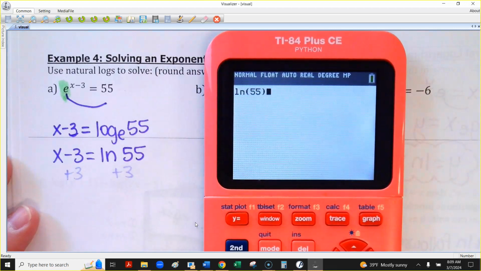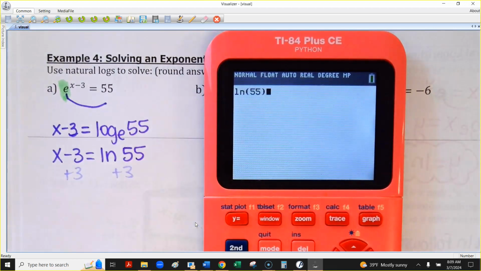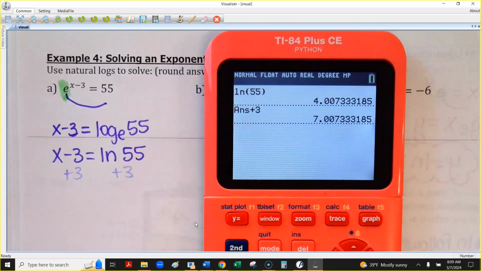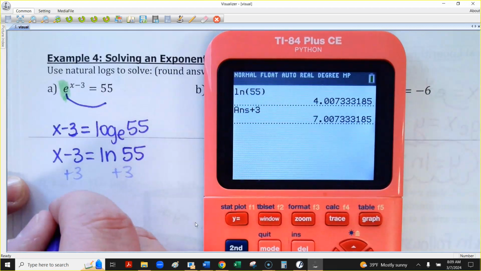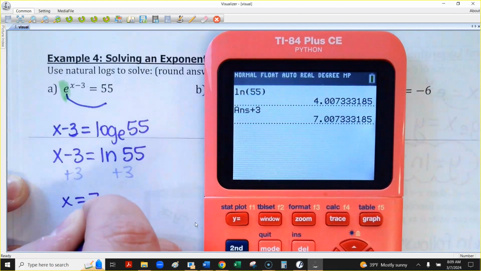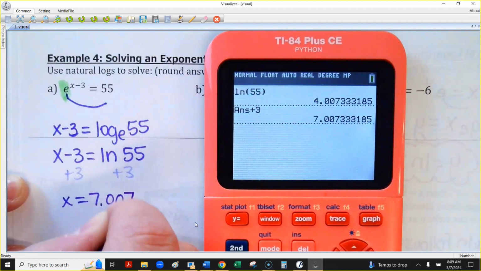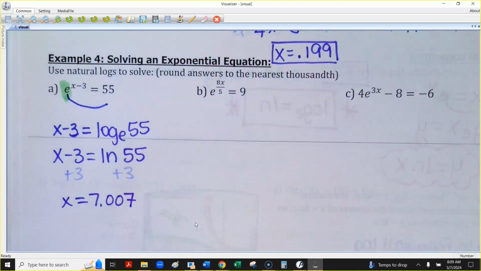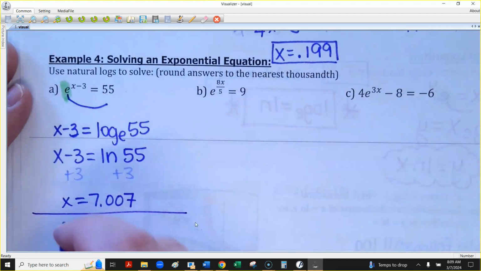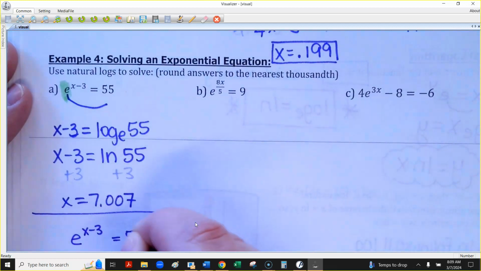Now, make sure you close the parentheses or hit equals either way, and then I'm going to add 3 to that to get my answer. So my x value, 7.007.